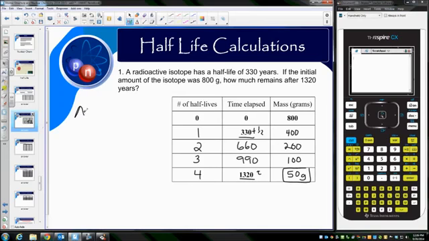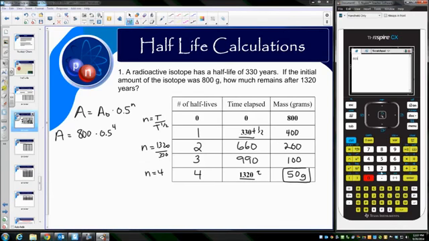So let's use the formula. Remaining mass is A, original mass is A sub 0, then we multiply that times 0.5 to the power of N, where N is equal to total time elapsed divided by half-life. In this case, total time elapsed was 1,320 years, half-life 330 years. So N is exactly 4 half-lives that have passed. Our remaining mass will be equal to our original mass times 0.5 to the 4th. So on our calculator, 800 times 0.5 to the 4th power, 50.